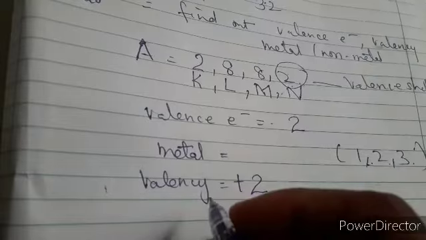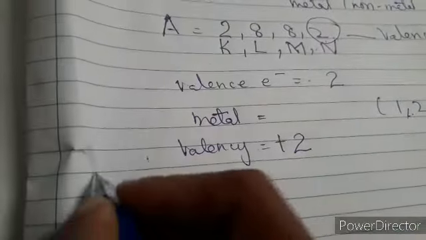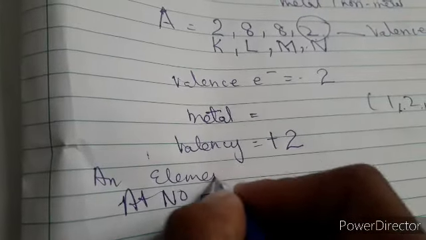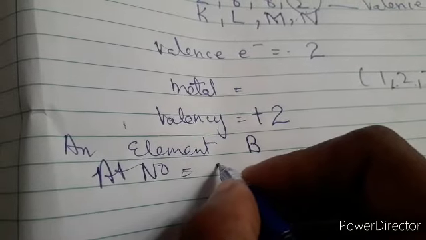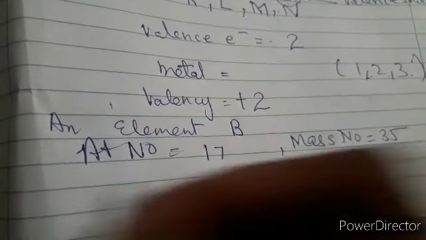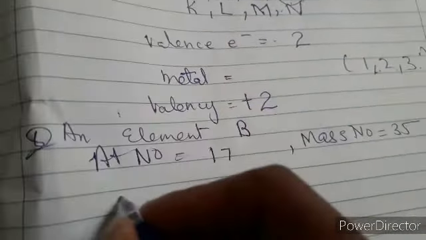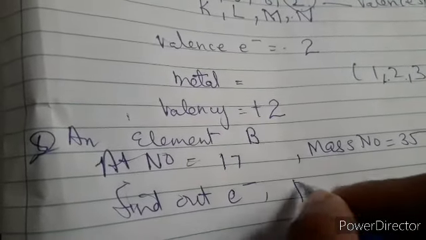Now let's focus on another point. Suppose I ask you one question: if an element B is given to you whose atomic number is 17 and mass number is 35, find out its electrons, its protons, its neutrons. I am writing a shortcut, but you write down the full things.